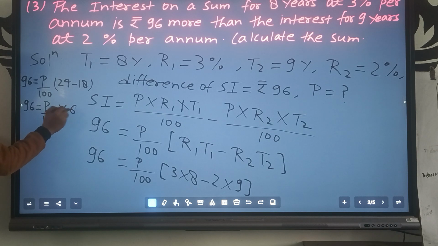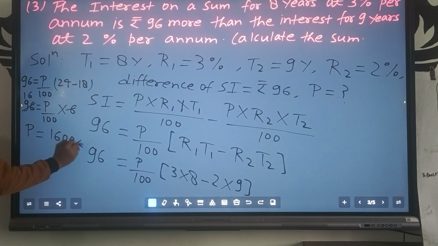So dividing 96 by 6 gives 16 times, so P equals 1600 rupees. It is our answer. P equals rupees 1600.